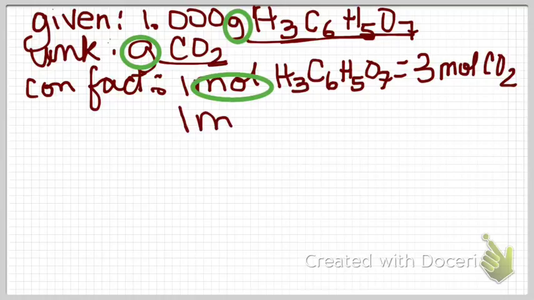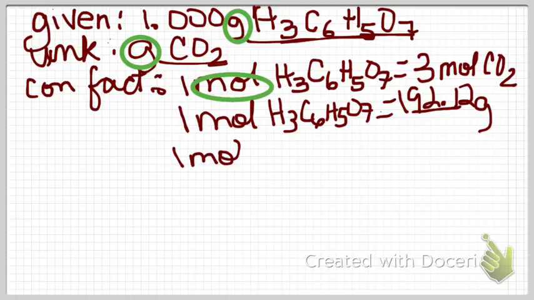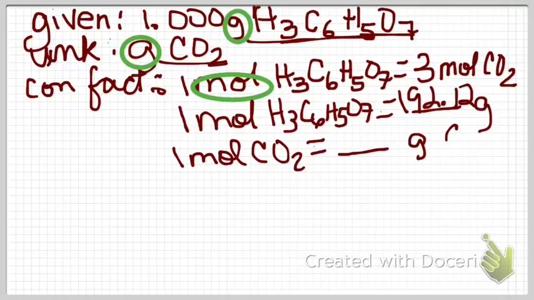You use that 1 mole of H3C6H5O7 equals so many grams of that. I'm not going to write that formula again. I'm going to run out of room. And remember, this one was 192.12. Now, if they don't give you that, you're going to have to use your periodic chart and do that. And 1 mole of CO2 equals blank grams of CO2.